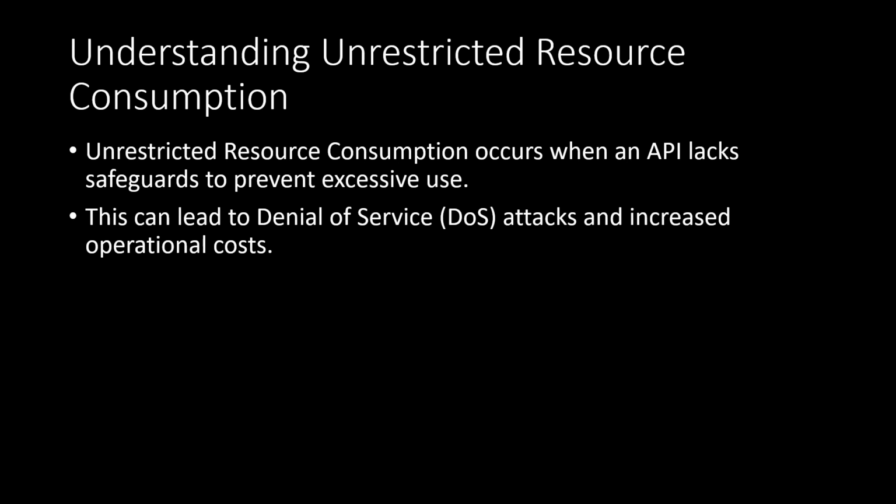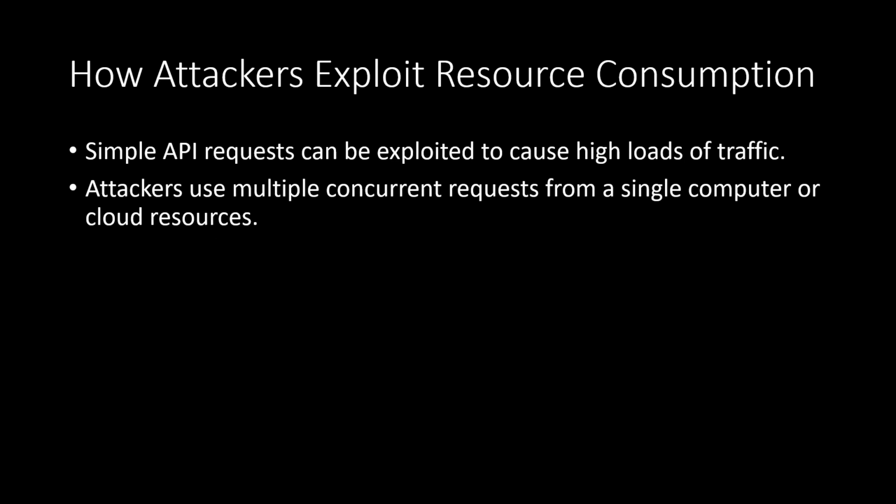Unrestricted resource consumption happens when an API does not have adequate safeguards to prevent excessive use. This vulnerability can lead to a denial of service and result in increased operational costs due to resource overuse. Attackers can exploit resource consumption vulnerabilities through simple API requests that generate high traffic loads. These attacks can be executed using multiple concurrent requests from a single computer or leveraging cloud computing resources.